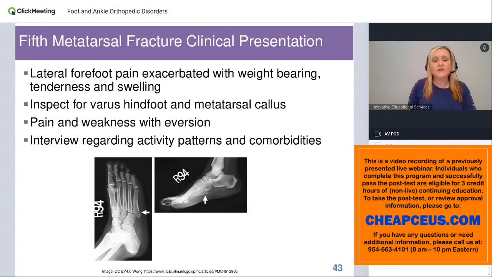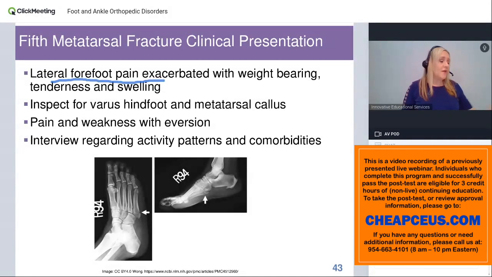Commonly, we're going to see a fifth metatarsal fracture in rehab. This often, as I said, occurs in someone maybe who has been running or other different types of work related activities. They're going to have lateral forefoot pain that's exacerbated when they do weight bearing. When you have that patient toe walk during your evaluation, that's going to really increase the pain for the individual.